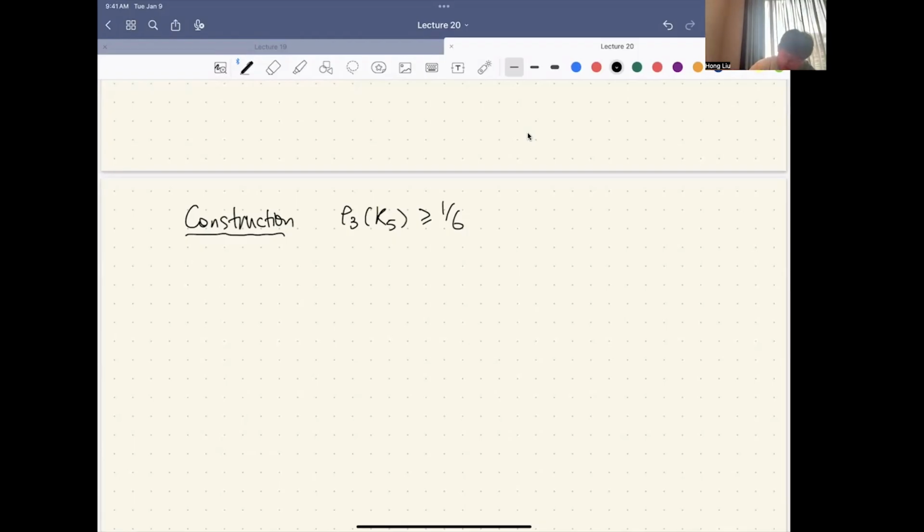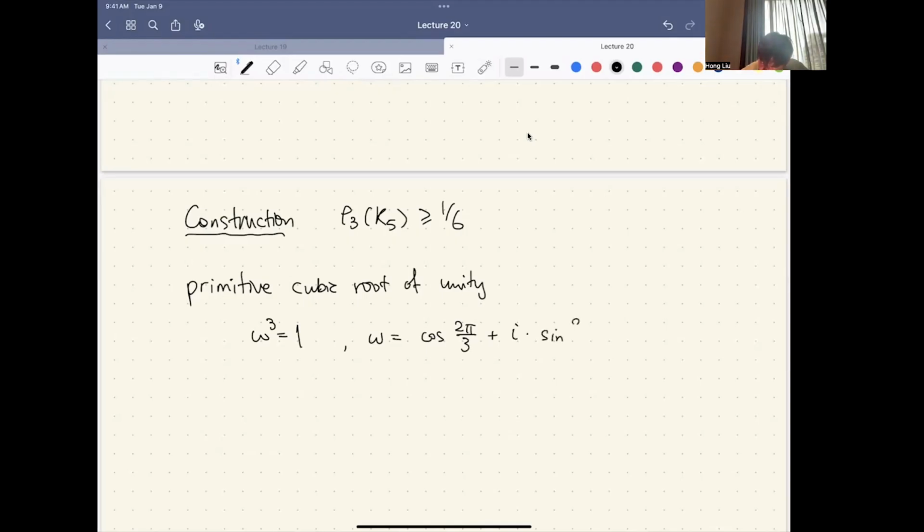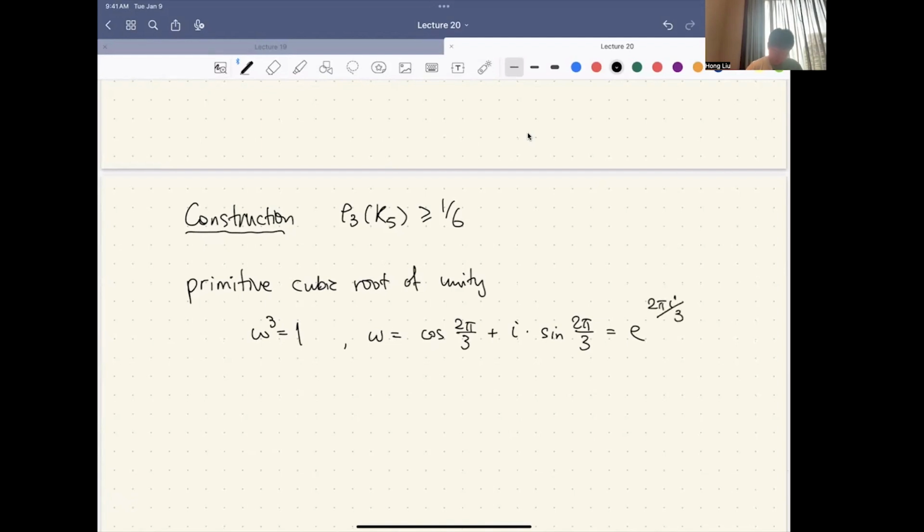So let's first take a cubic root, primitive cubic root of unity. This is little omega. That means omega cubed equals 1. If you want to write it, omega equals cosine of 2 pi over 3 plus i times sine 2 pi over 3. Or write it this way, e to the 2 pi i over 3.